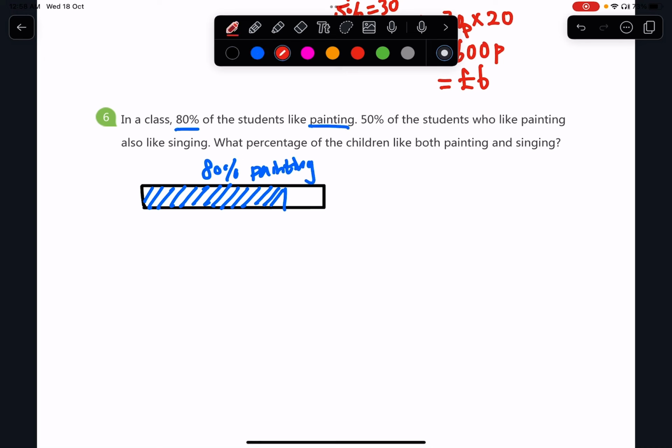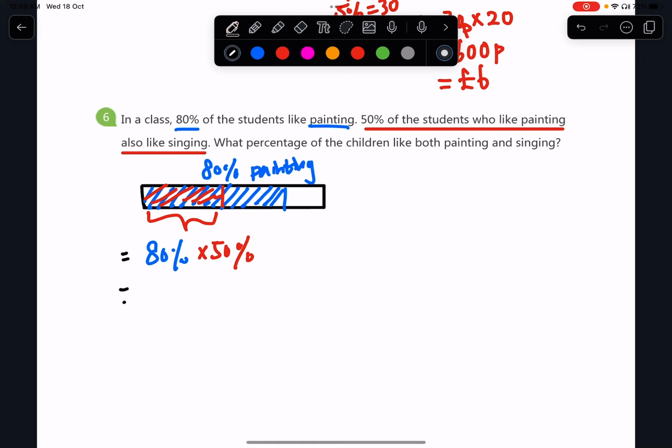And 50% of the students who like painting. So it will be 50% of the 80% also like singing, right? So that is the percentage, not just 50. It's 50% of 80%. So this part should be 80% times 50%. Get it? So after that, we can do the calculation.